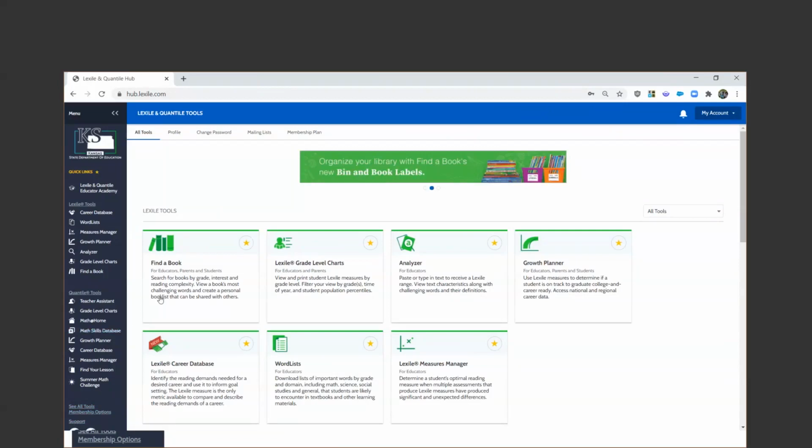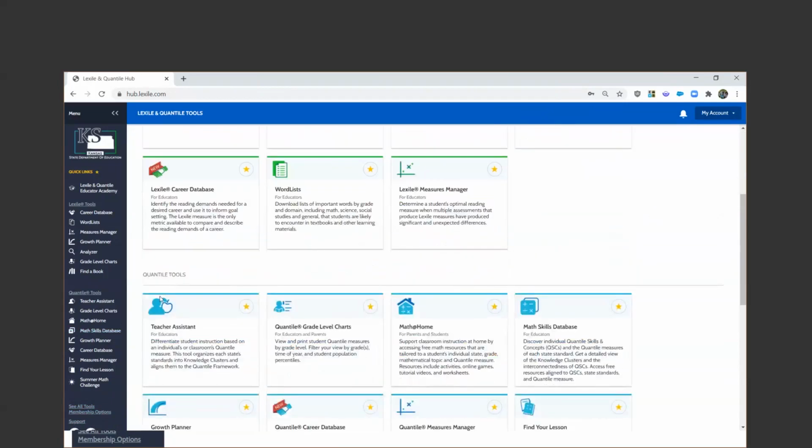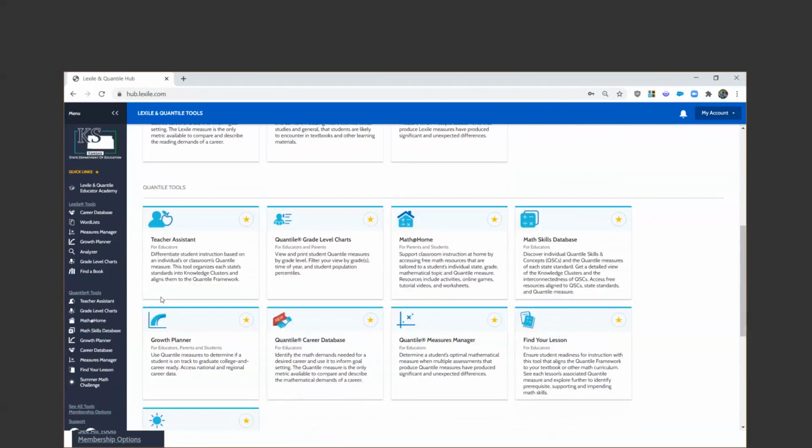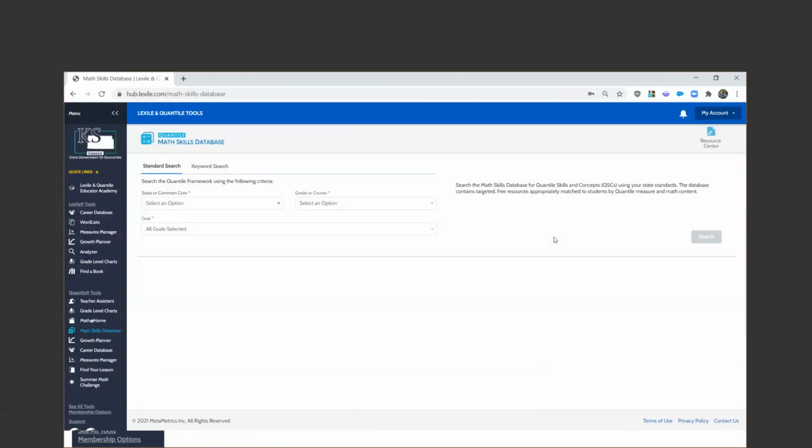So that was a quick tour of our Find a Book tool. As I promised, I'm going to jump ahead now to a Quantile tool. And I want to share with you all our math skills database. And as far as Jane and I are concerned, this is the most important Quantile tool for educators to understand. Because what the math skills database allows a user to do is to see the crosswalk between the North Carolina learning standards for mathematics and what we call our Quantile skills and concepts.